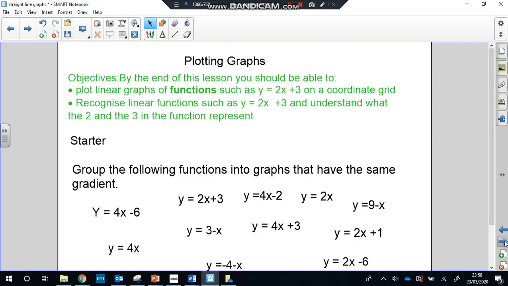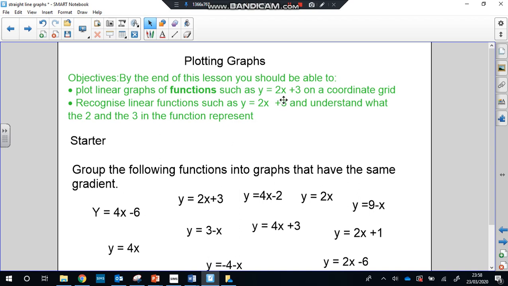So today's lesson, we're continuing with plotting graphs. Again, we're going to be plotting linear functions such as y equals 2x plus 3, but specifically we're going to recognise the linear function and understand what the 2 means here in front of the x and what the 3 means.